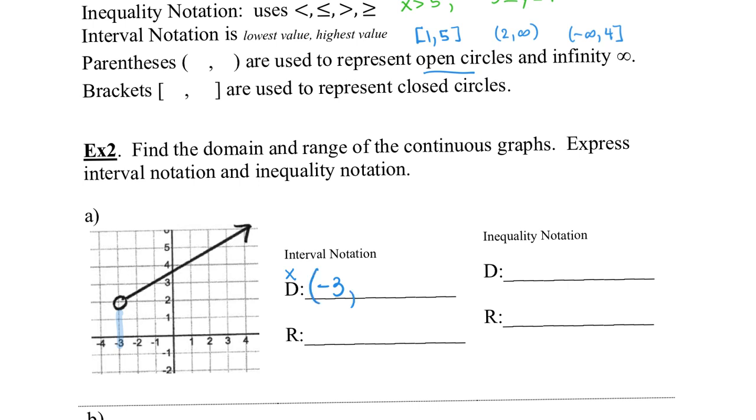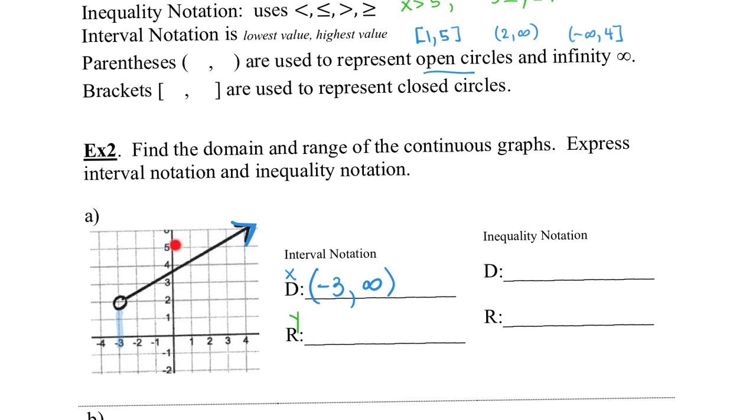Okay, then I do a comma. The highest x value, the furthest along the x-axis, is over here. But actually it's an arrow. If it's an arrow and it's pointing in the positive direction, we do positive infinity. Because it's an infinity sign, we do parentheses. Okay, let's look at the range now. Range is in the y direction.